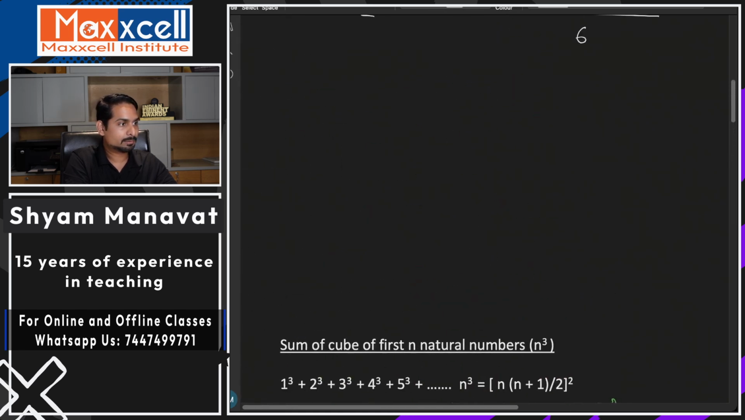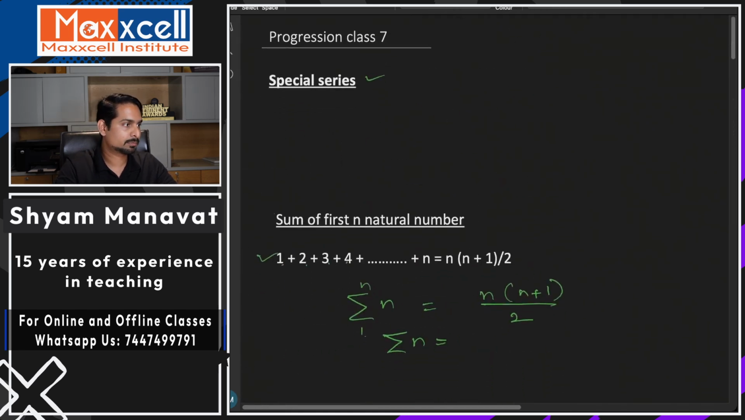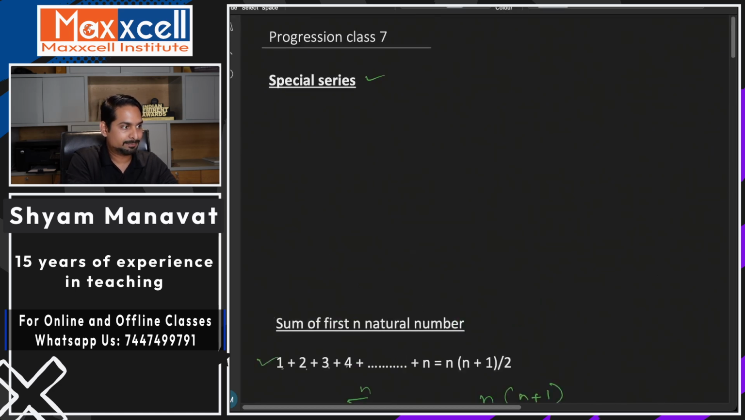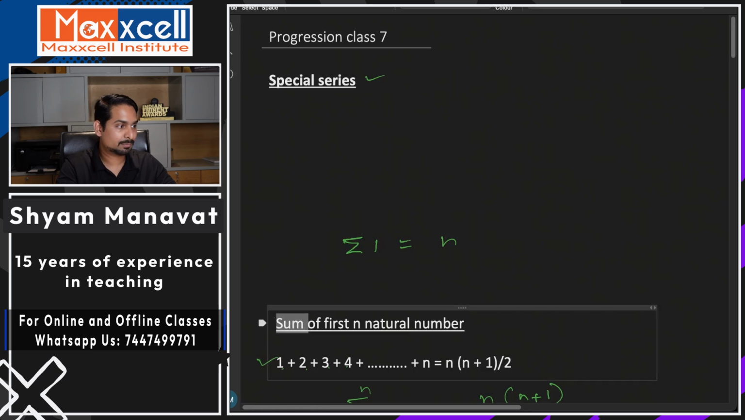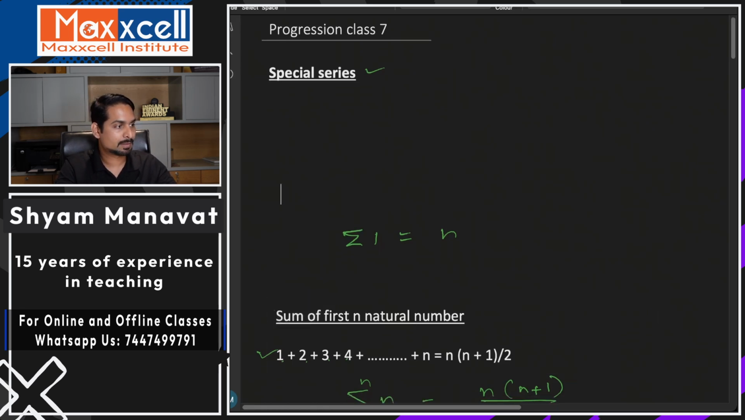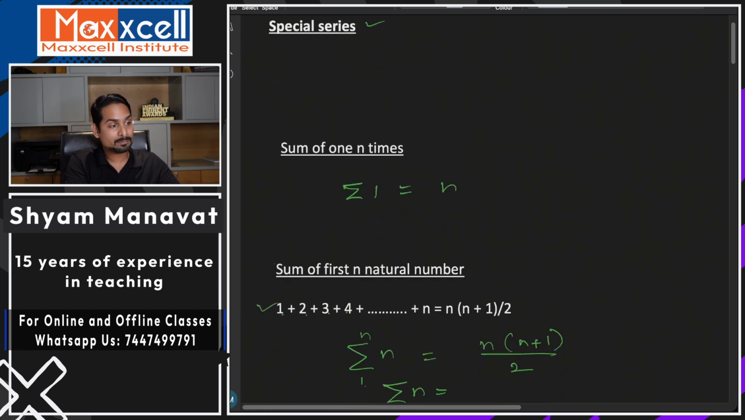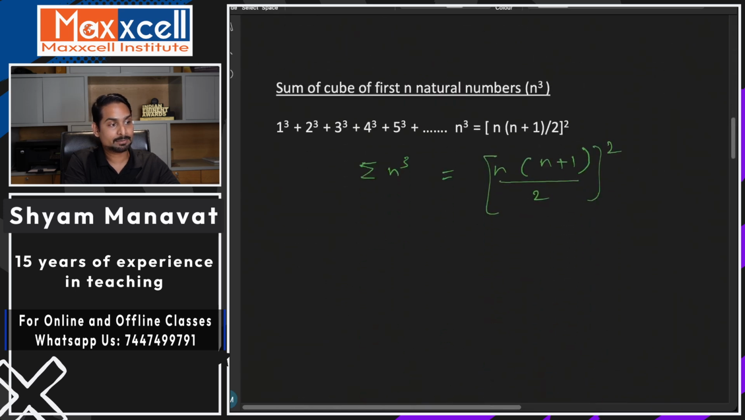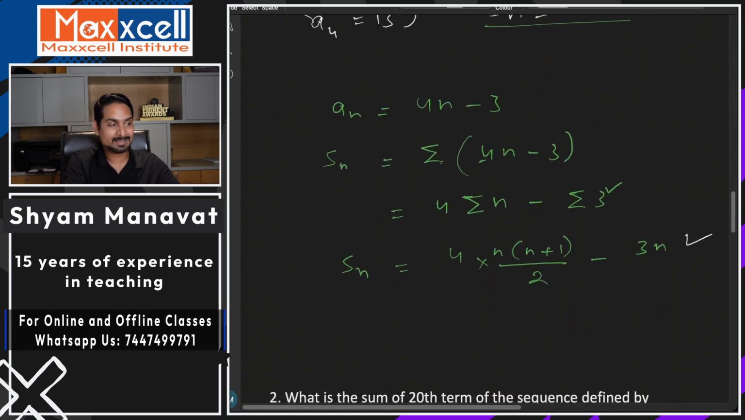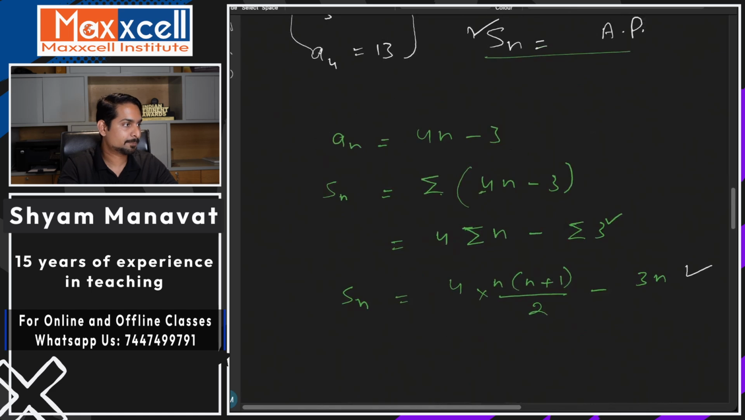If you want, you can also add one more condition here: if you have summation of 1, from 1 to n, sum of 1 n times, it will get you n. Similarly, summation of 3 will get you 3n, right? Okay.